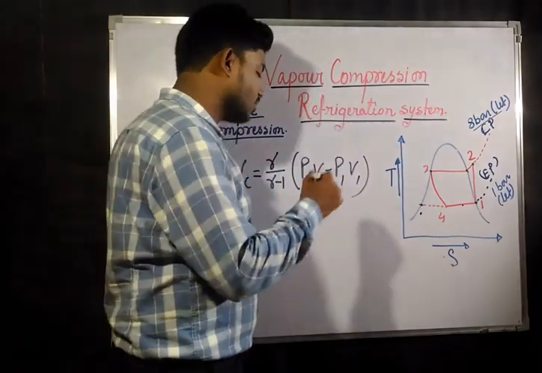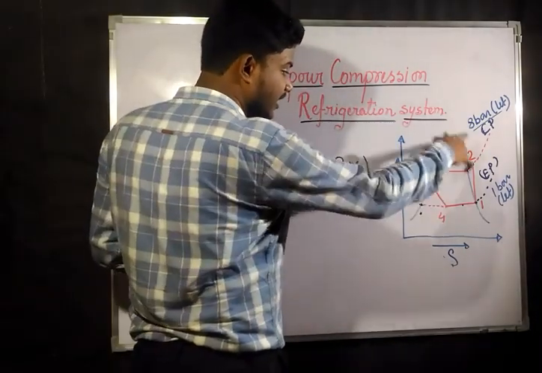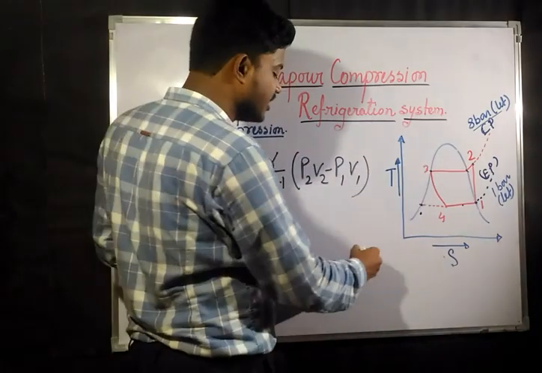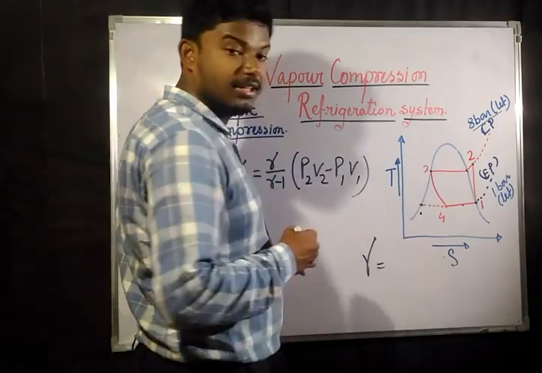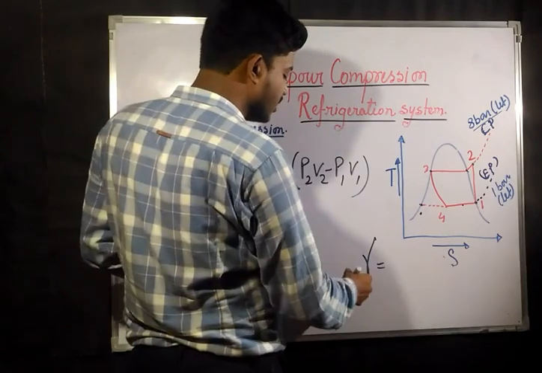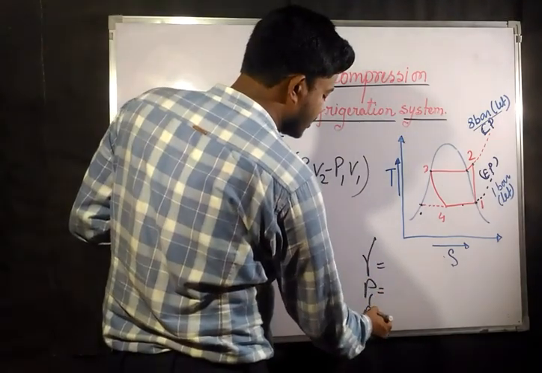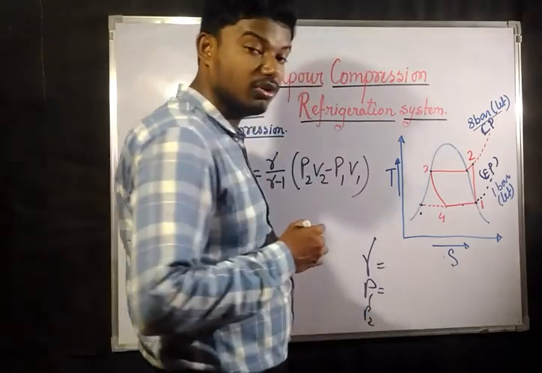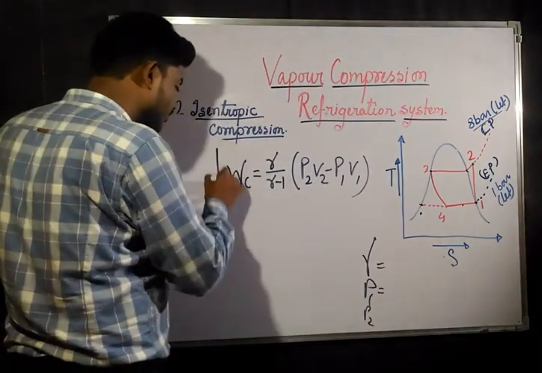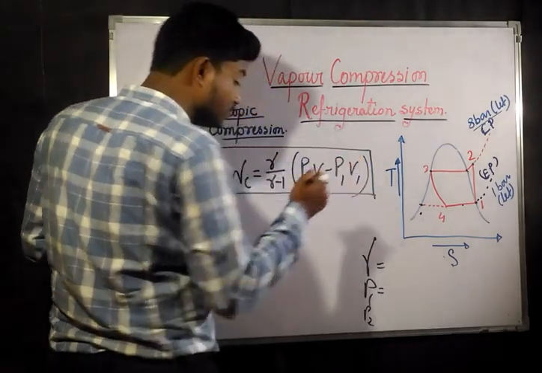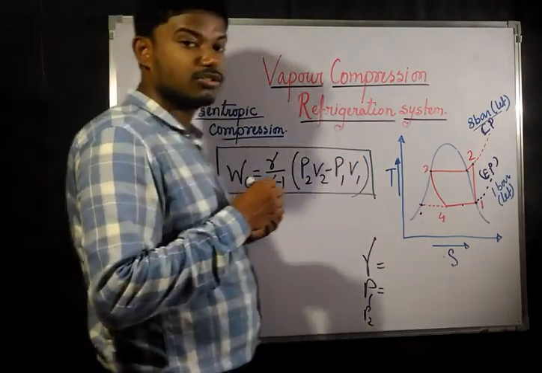Okay, that means for a particular gas that has been traveling through the machine parts as the working fluid, if they mention gamma, and you know the pressure at different points, pressure 1, pressure 2, volume 1, volume 2, then you can also find out the work consumed by the compressor with the help of this formula.